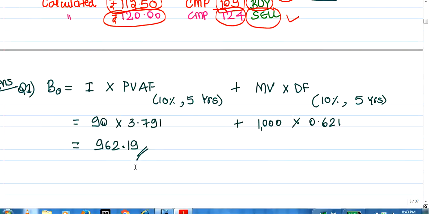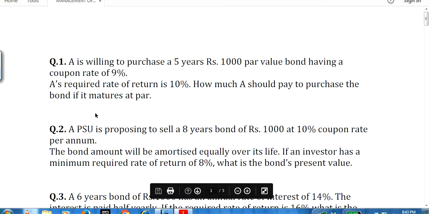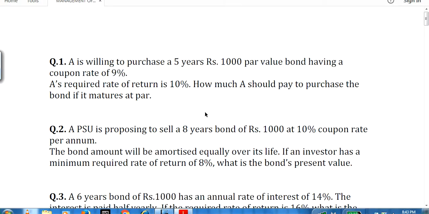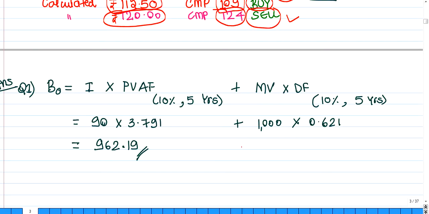Let us see question number 1. A is willing to purchase a 5 years rupees 1000 par value bond having a coupon rate of 9%. A's required rate of return is 10%. How much should A pay to purchase the bond if it matures at par? It is a par bond, so valuation of the bond, B0, is equal to interest into present value of annuity factor plus maturity value into discounting factor.